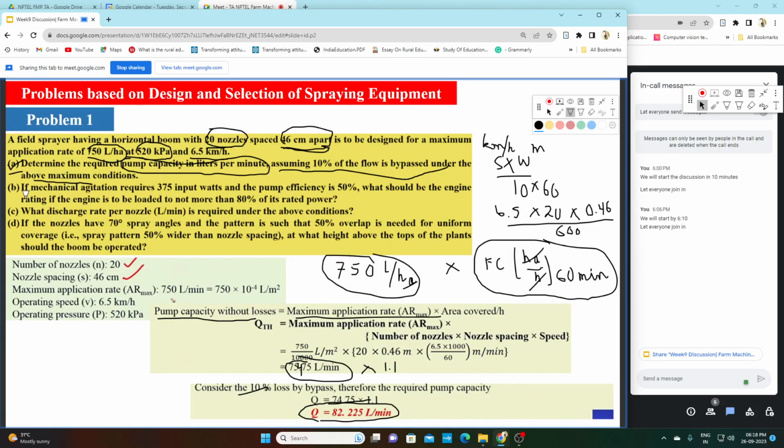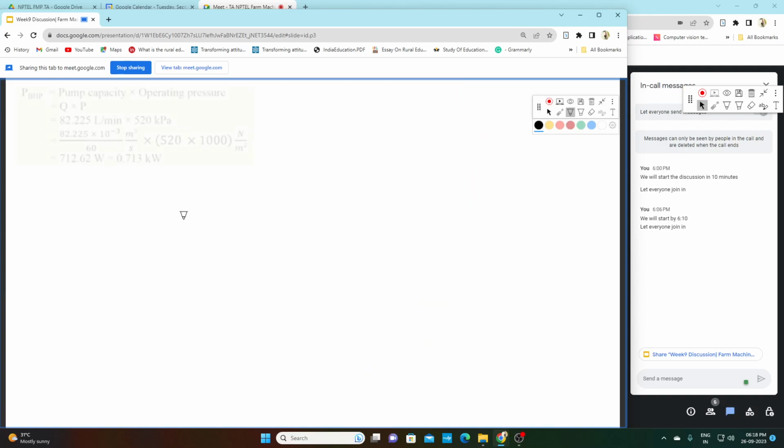What is the second part? Second part is, if mechanical agitation requires 375 input watt and pump efficiency is 50%, what should be the engine rating if the engine is to be loaded not more than 80% of its rated power? So as of now, just consider that you have to find out power. What is power? I have already told you the formula for power.